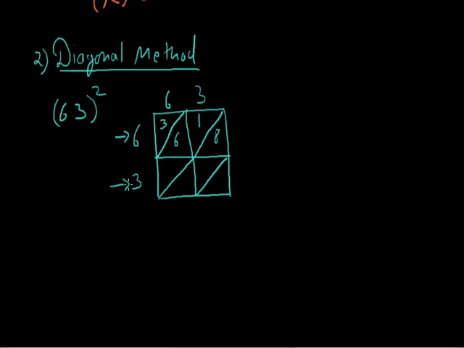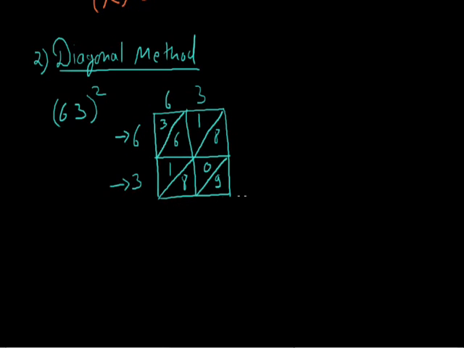Now 6 is already multiplied, so we have to multiply 3. 3 multiplied by 6 is 18, so I write 18. Now 3 multiplied by 3 is 9, and 9 can be written as 09. 3 into 3 is a single digit number, and for a single digit we write it like this, 09. Is it clear? 3 into 3 is 9, and 9 we write as 09.